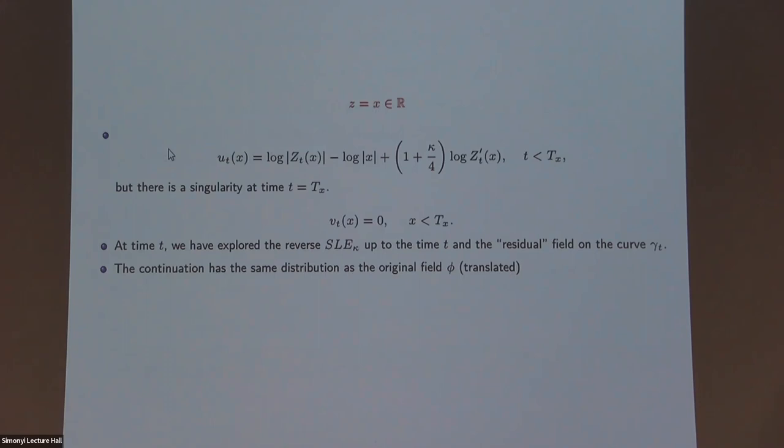So at time t, we've explored the reverse SLE kappa only up to time t, and the residual field on the curve gamma t. Now there's a subtle dependence here, because I've observed only the residual field here, but the residual field on a piece of the curve depends on this part here. But then the continuation has the distribution of the original field. So this is sort of the zipping up.